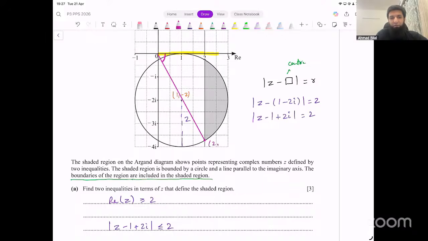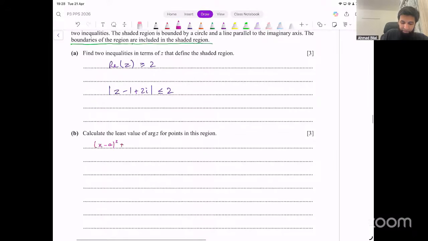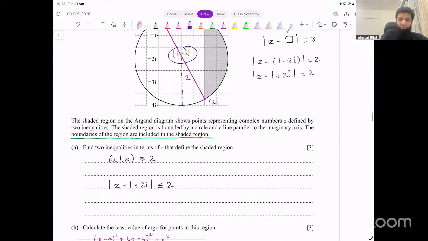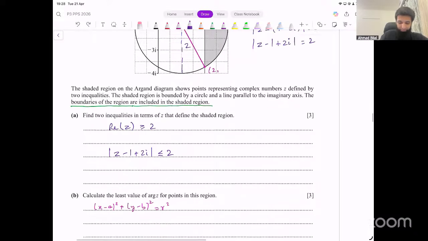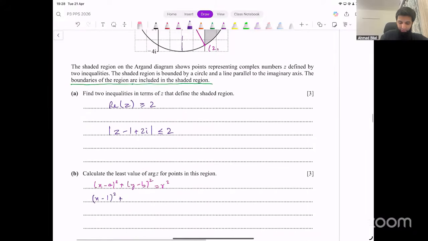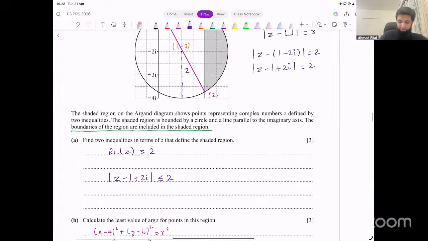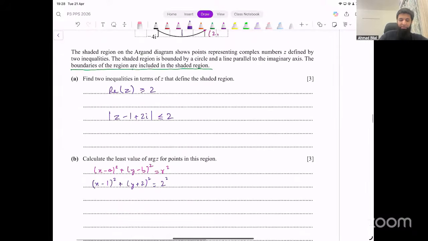One fairly quick way of doing this could be to use the equation of a circle from coordinate geometry. What was that? x minus a whole squared plus y minus b whole squared equals r squared. Write down the equation in this form. Center's coordinates are 1 and minus 2. So this will become x minus 1 whole squared plus y plus 2 whole squared equals r squared. Radius is 2, so that's 2 squared. That's the equation of the circle.